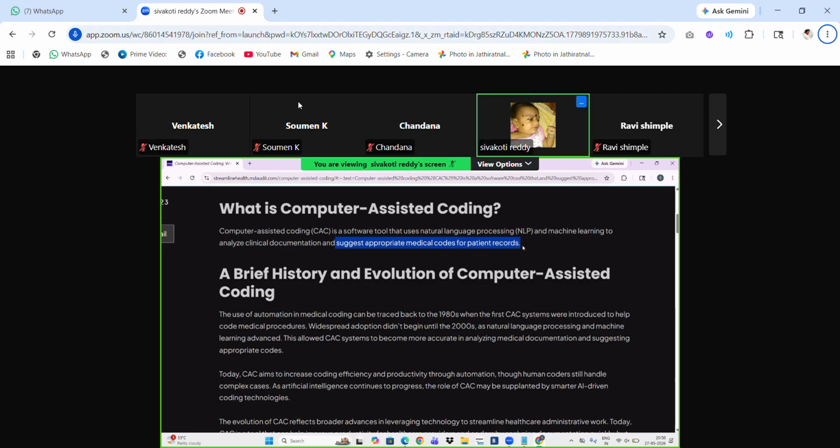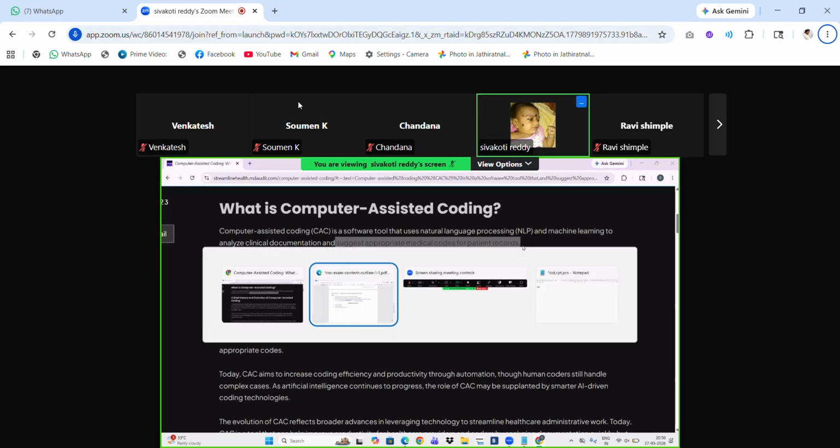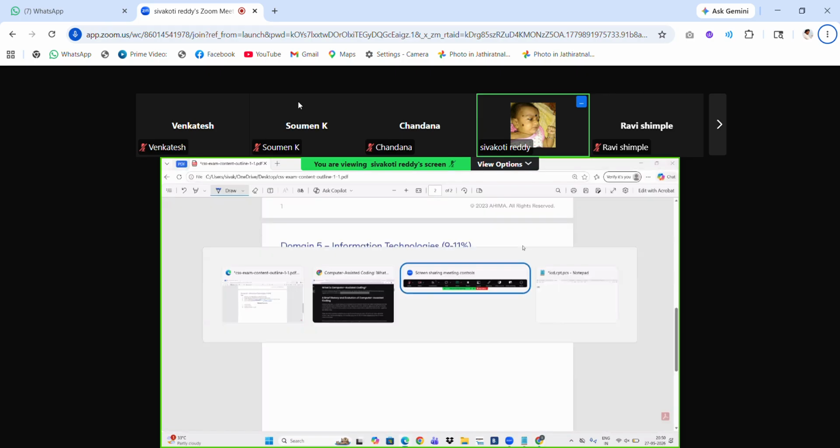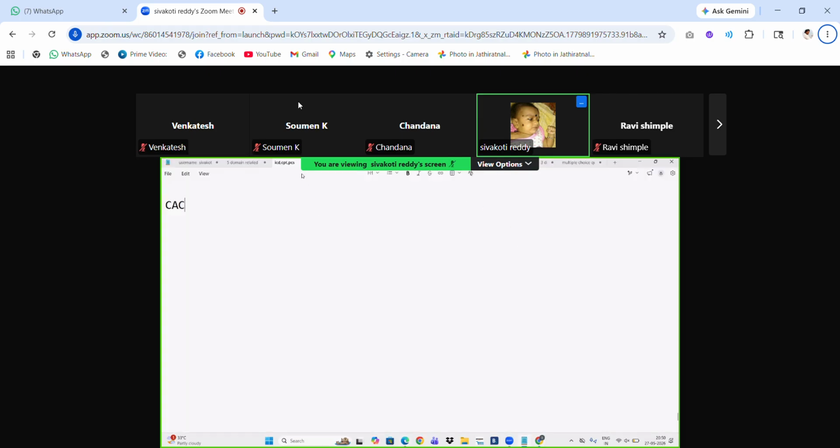Next thing. Note down CAC software questions. What type of questions will you get from the CAC software? First question: which tool is used in the CAC software? Which software tool are they using?